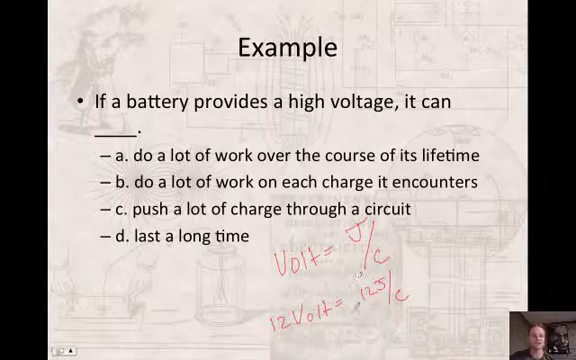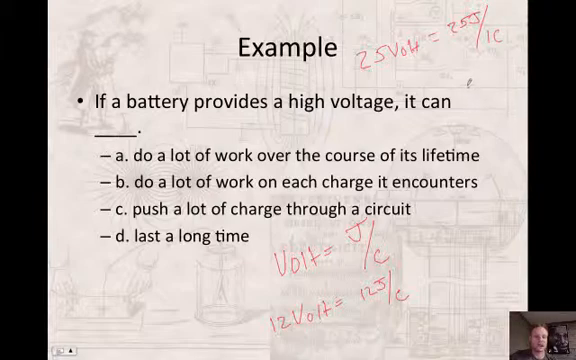What does that actually mean it's doing? It's able to basically do a lot of work on each charge that it encounters. Okay, so on every coulomb it encounters, it can do 12 joules of work. Whereas if I had, let's say, a 25-volt battery, it would be able to do 25 joules of work for every 1 coulomb that it encounters. So the answer here would be B, do a lot of work on each charge that it encounters.